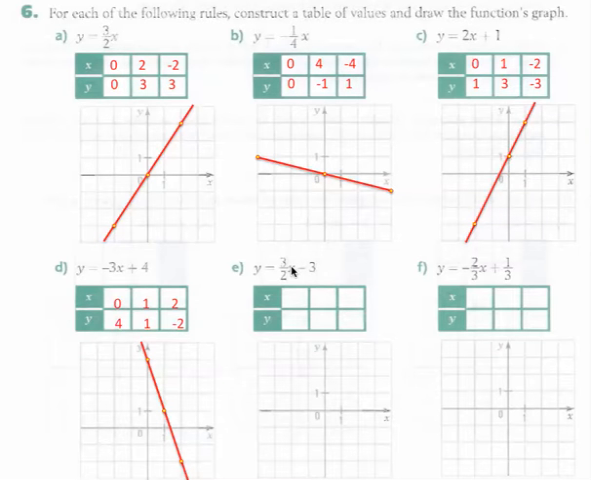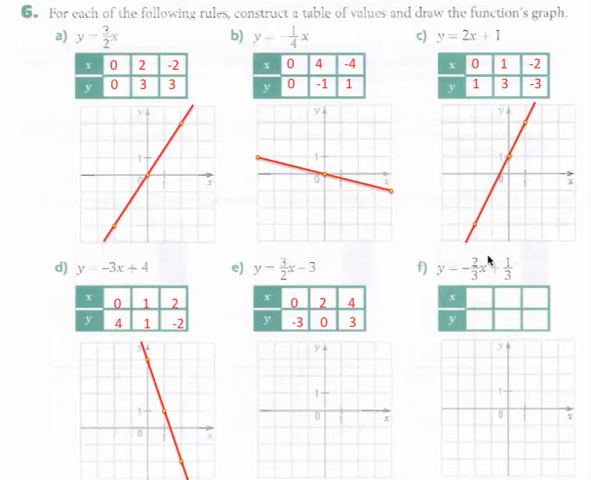Okay, I'm going to start off with 0. So 0 times 3 halves is 0 minus 3 is -3. And then I'm going to use a number that's a multiple of my denominator, just to make sure I don't get fractions. So 2, and so that gives me 3 minus 3 is 0. And then, I don't know, I'm going to try 4. So 4 divided by 2 is 2, times 3 is 6. 6 minus 3 is 3.